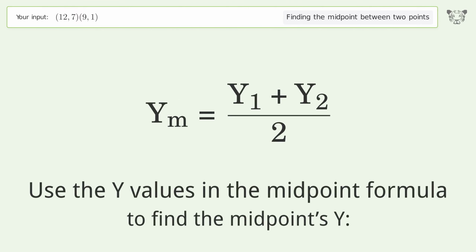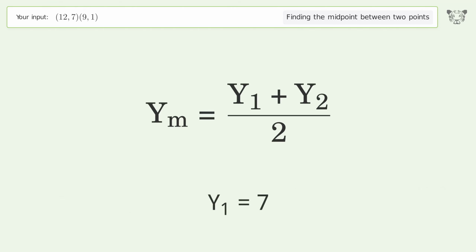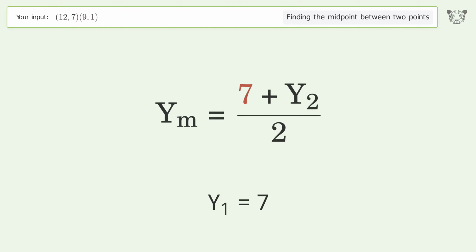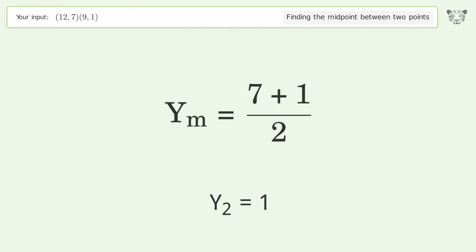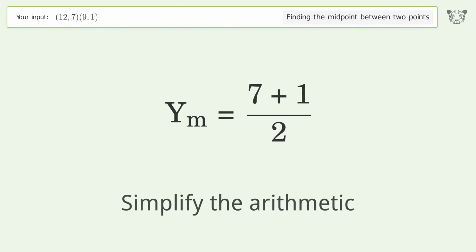Use the y values in the midpoint formula to find the midpoint's y. y1 equals 7. y2 equals 1. Simplify the arithmetic.